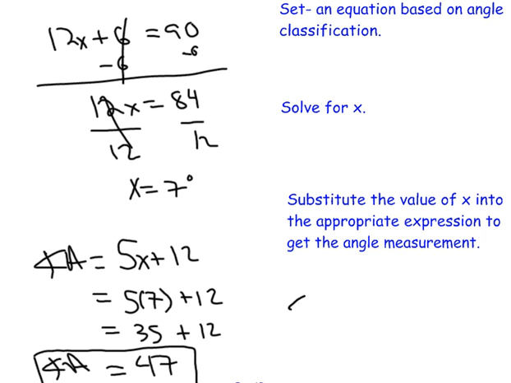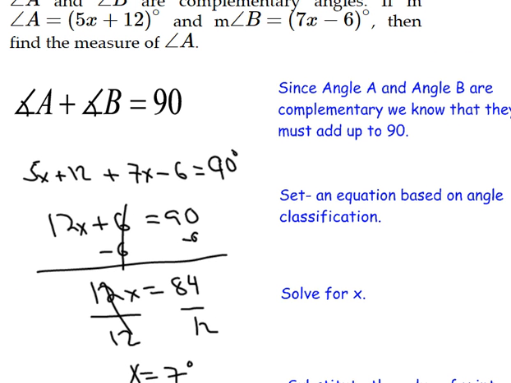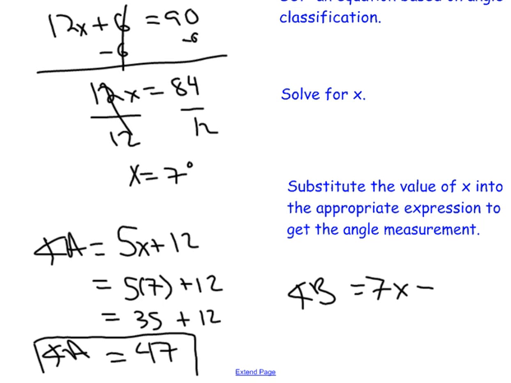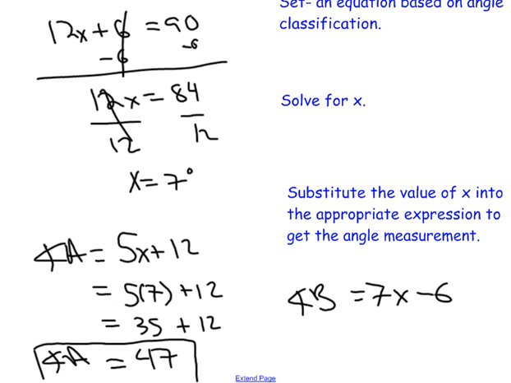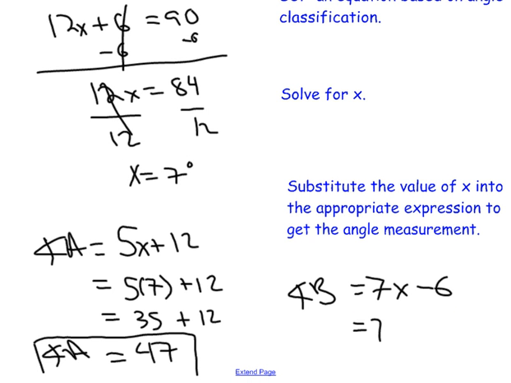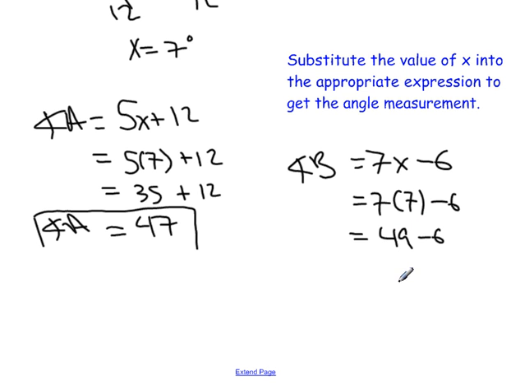What would be the measurement of angle B? Well, we could substitute. The measurement of angle B would be, so B is equal to 7x minus 6, it said, right? 7x minus 6, yes. So we substitute, it's going to be 7 times 7 minus 6. 7 times 7 is 49 minus 6, we get angle B equals 43.